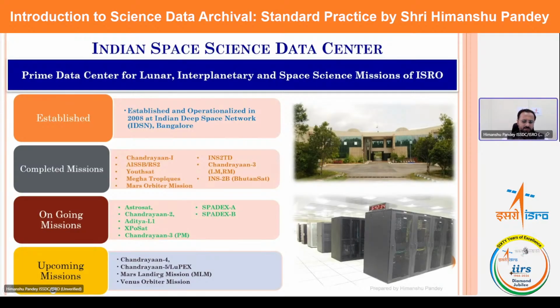The upcoming missions which we are already discussing and targeting include Chandrayaan-4. Chandrayaan-5 is a joint mission with JAXA. We might have heard about it during the November presentation. That is also called the Lunar Polar Exploration Program, in collaboration with Japan. Also a Mars landing mission, a Venus orbiter mission, and the SpaDeX-2 and SpaDeX-3 missions are also lined up, which we are discussing as of now.